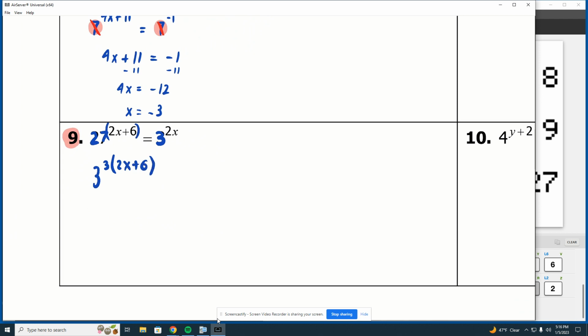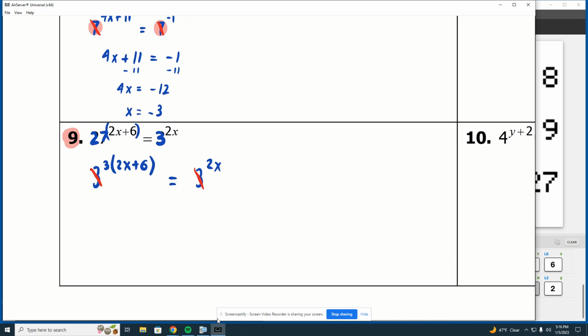Now I rewrote 27 as 3 to the third, so that 3 is in the exponent spot, but there was already a 2x plus 6 there. Now, the other side's good to go. Now that I have the bases both 3, I'm going to drop those bases off, and I'm going to solve.